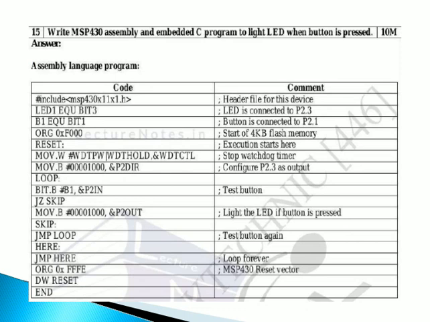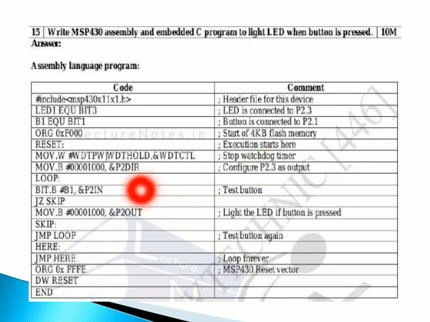There is a next program, where an LED is lit when a button is pushed. You can see there is first the header file, then LED1 is equated to bit 3, where your LED is connected to port P2.3. Then B1 equated to bit 1, where your button is connected to port P2.1. The next line is used for the start of your 4K flash memory. Then your execution will start. First thing is you have to stop your watchdog timer. After that you have to configure P2.3 as output.